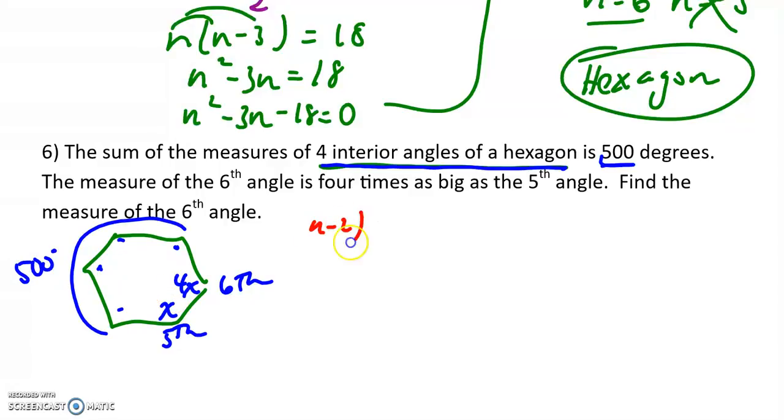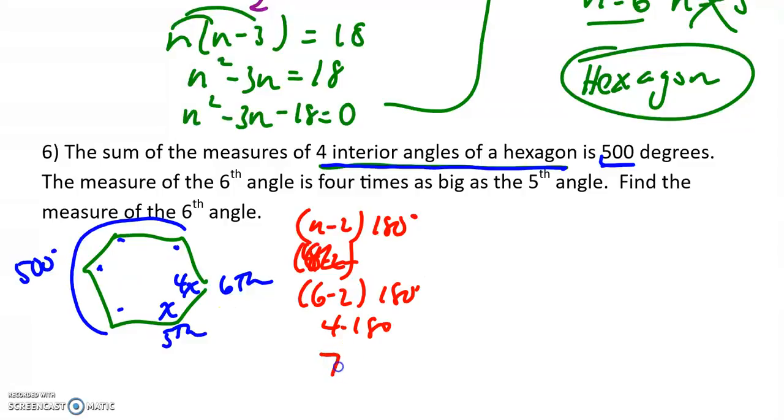To find the total interior angles, we have n minus 2 times 180. But now n is really 6, so I'm going to make that 6 minus 2 times 180, because we have 6 sides, 4 times 180, so we have 720 total degrees.